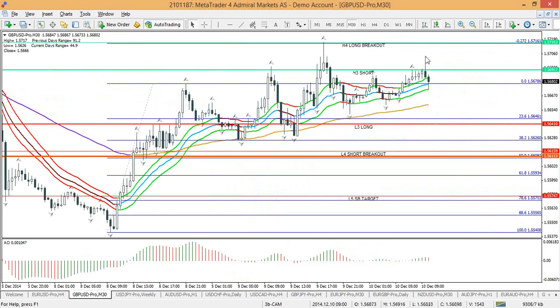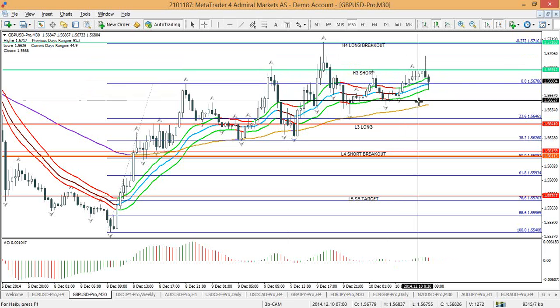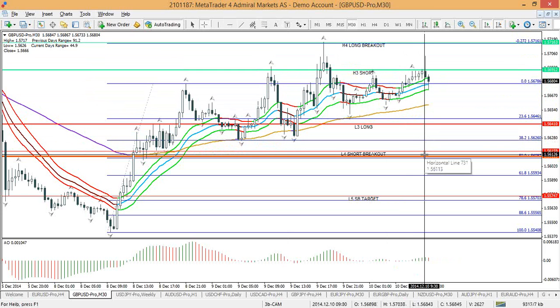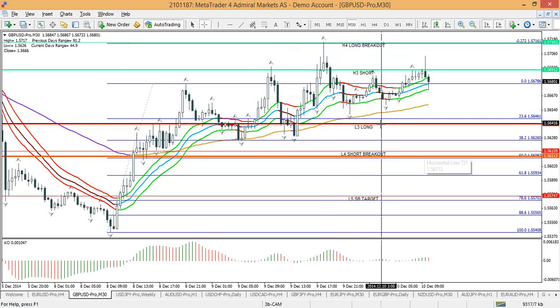Looking at candlestick patterns too, it looks like a bearish level there at the H3, so that looks like a good short. Maybe you already shorted at the H3 with a target at the L4 basically. Stop loss could be above the H4 here.